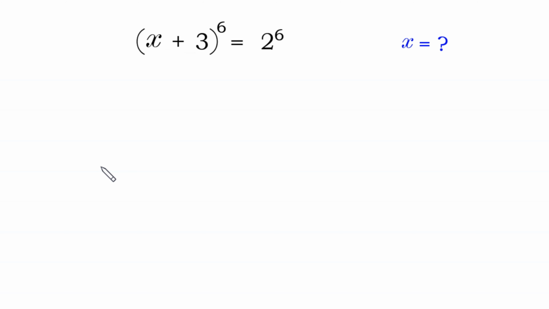Hello, welcome to how to solve this very nice algebra equation. (x + 3)^6 = 2^6. We need to find all possible values of x.